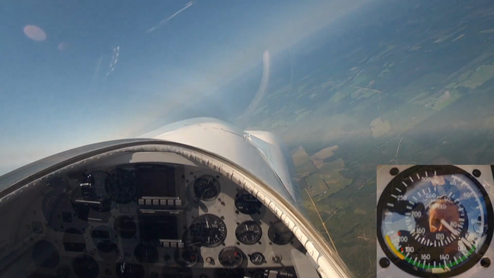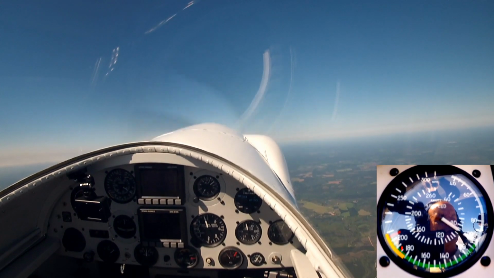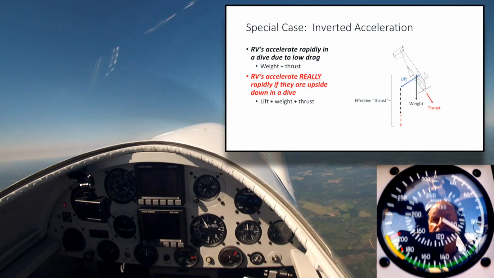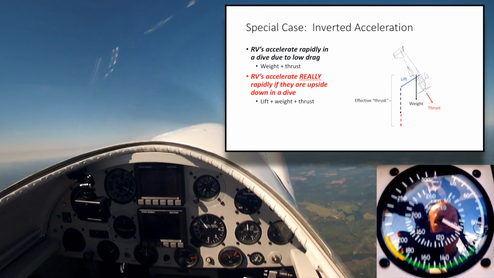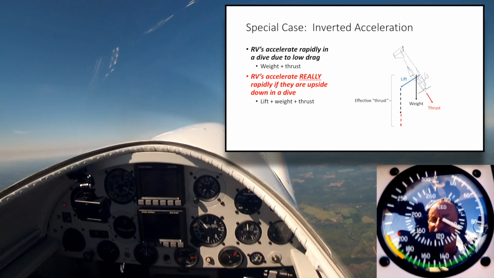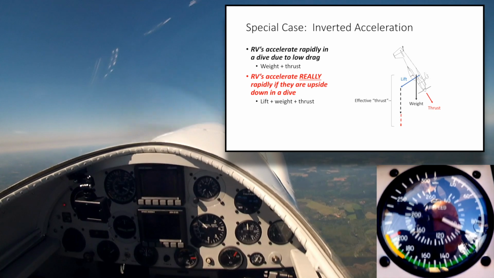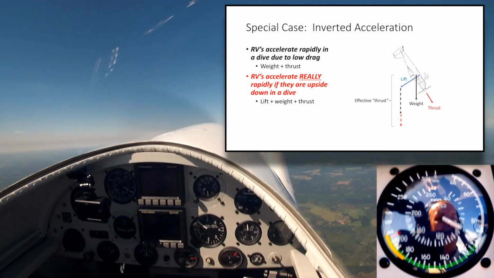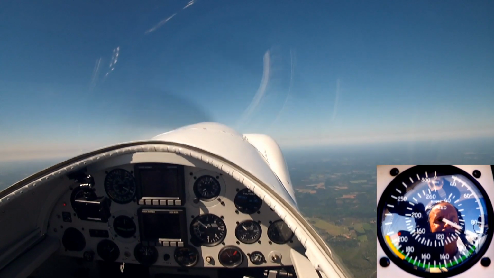management. One thing that tends to get folks into trouble in RVs is how fast they accelerate when they're going downhill. And if they're upside down going downhill, they accelerate particularly quickly. That's because your weight, your lift, and your thrust are all acting together to pull the airplane down towards the planet. And that's an awful lot of thrust. It can be well in excess of 2,000 pounds. So the airplane is going to accelerate very, very rapidly. Let's take a look at what that looks like.